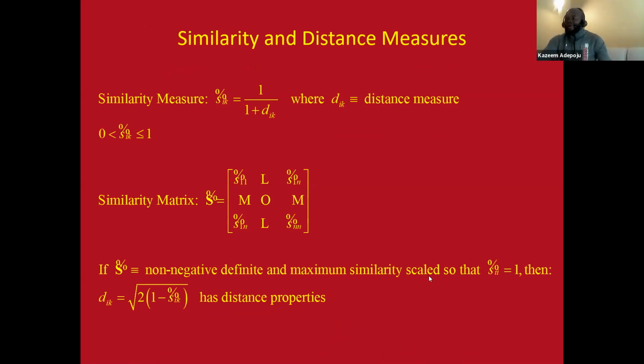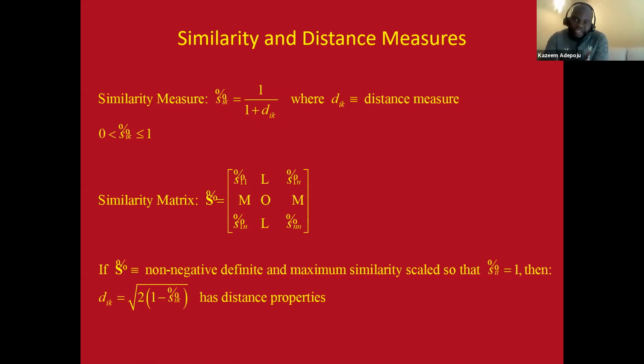In the similarity measure, the ratio is 1 divided by 1 plus the distance measure, because there's a connection between the similarity measure and the distance measure. Now, what you are seeing right here: if we're similar, then our distance will not be far apart.